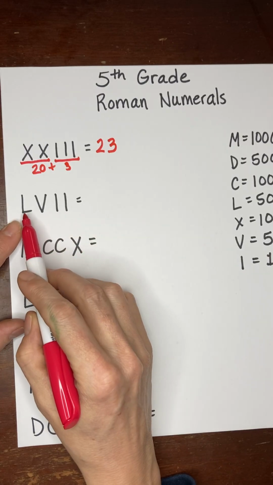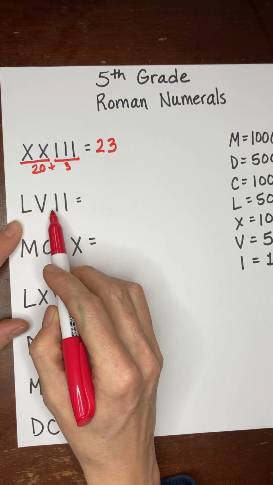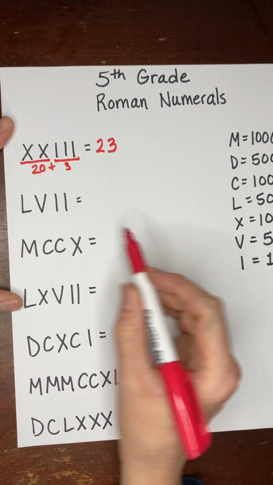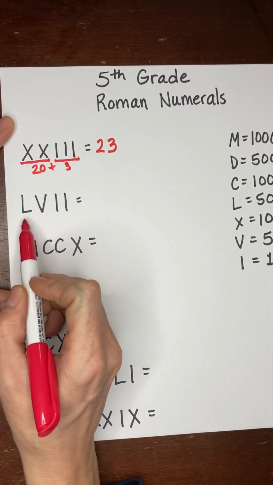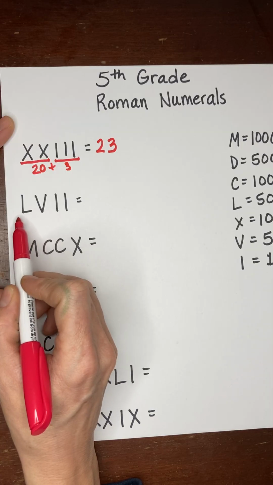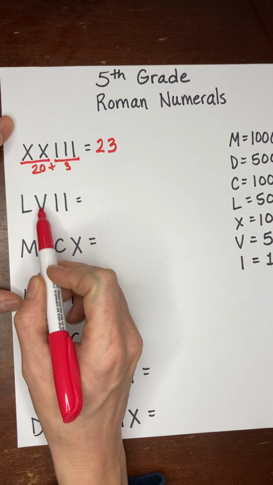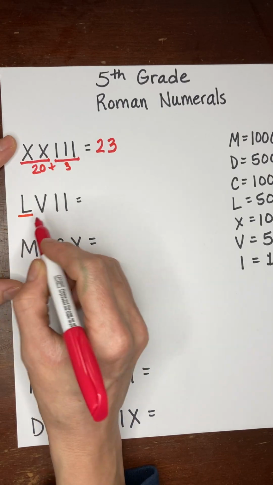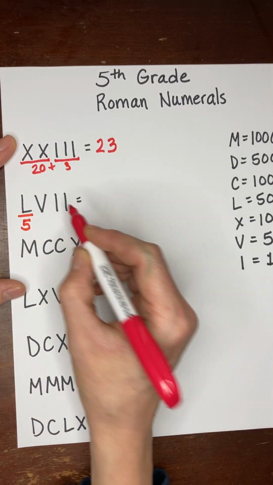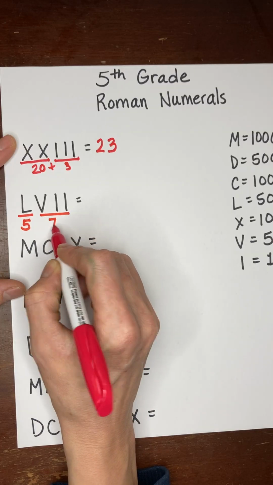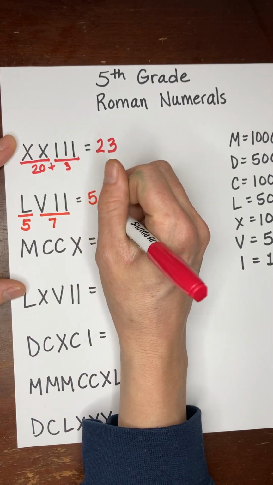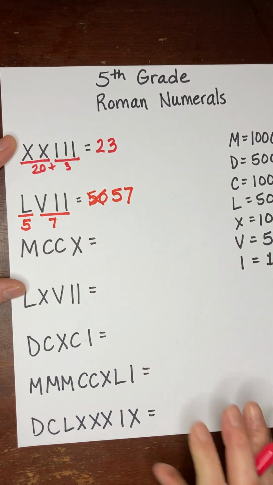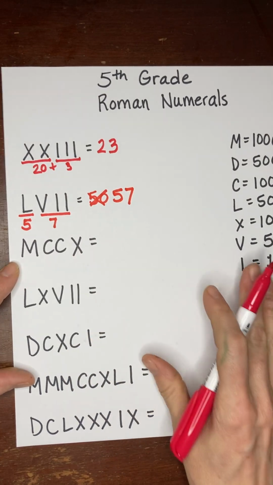Let's look here. We have L and then V and then I, and those are all in the correct order from biggest to smallest, so we don't have any subtraction. So let's go ahead and add. My L is going to be in the tens place, right, because it's 50, and my 5 and my 1s are going to be in the ones place. So I've got 5 for 50, and I have 7. So I've got 50. Why did I just do that? I have 57. All right. See, teachers make mistakes too.